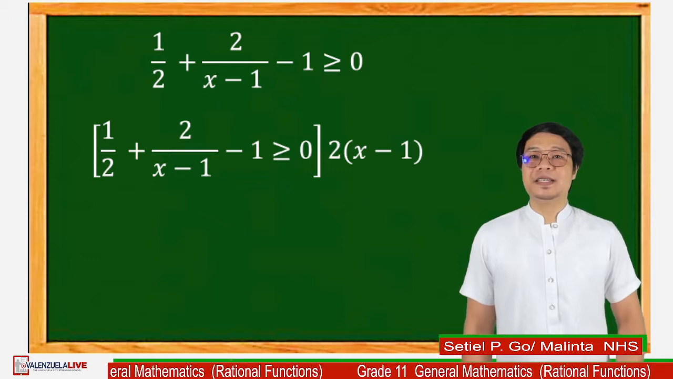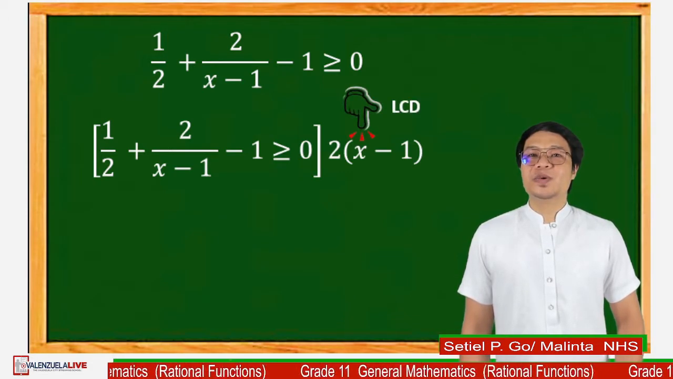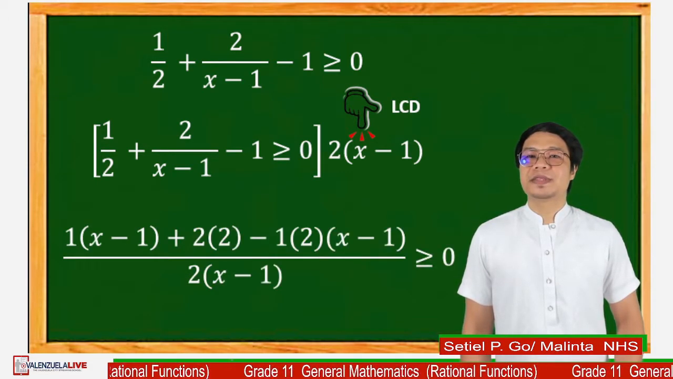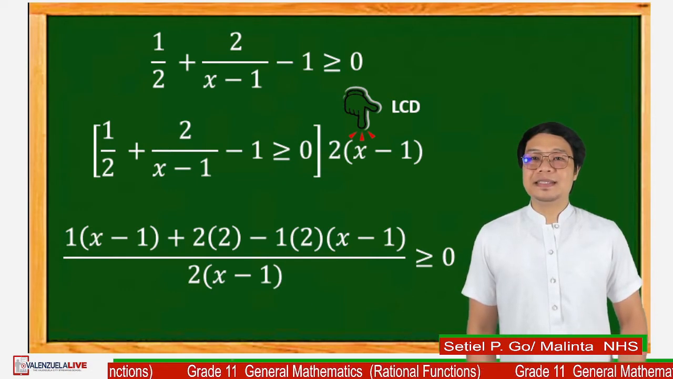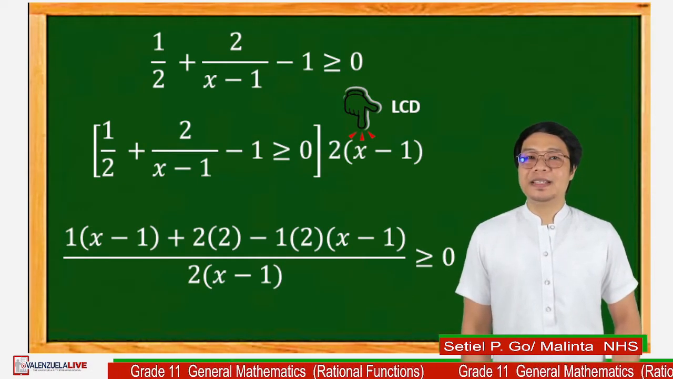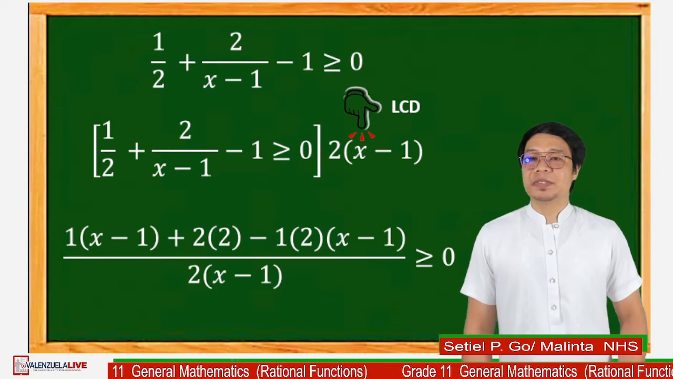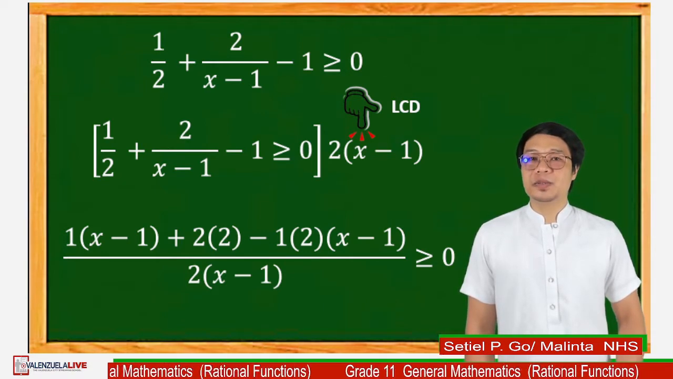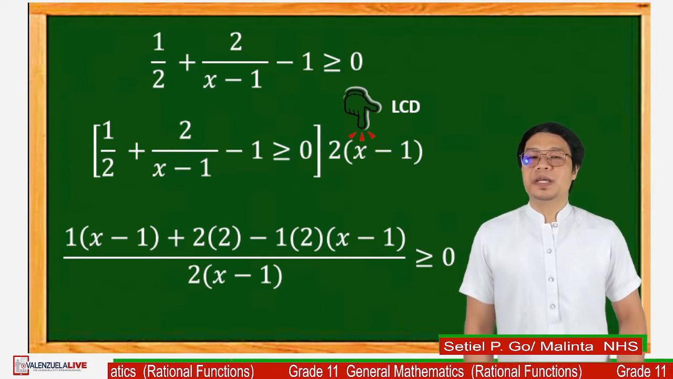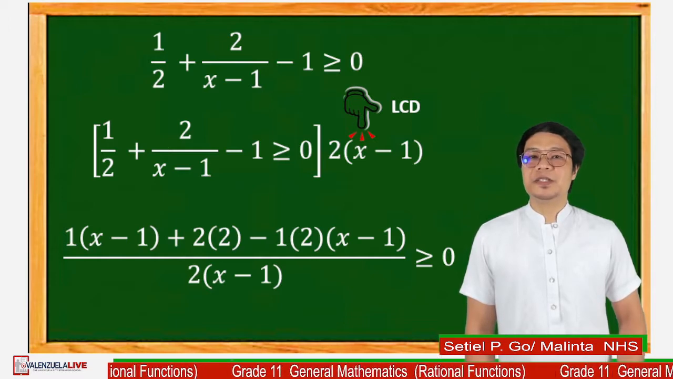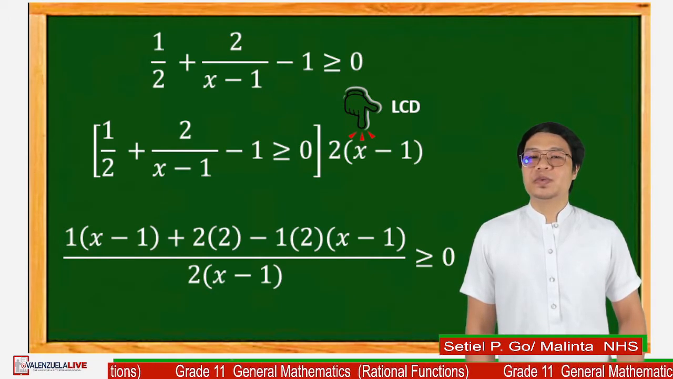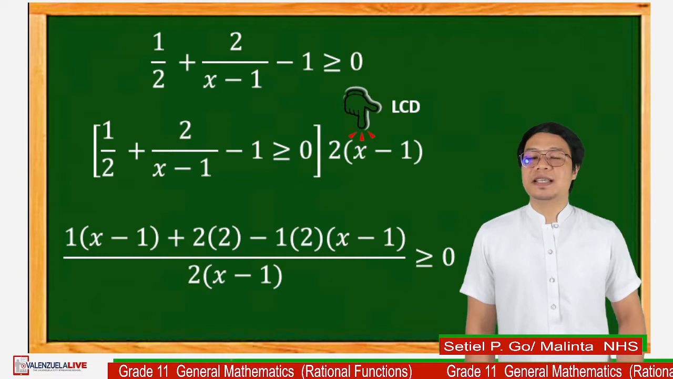Then using the LCD, which is 2 times the quantity x minus 1, and applying the LCD on all the rational terms, we will have 1 times the quantity x minus 1 plus 2 times 2 minus 1 times 2 times x minus 1, all over 2 times x minus 1, which is the LCD.